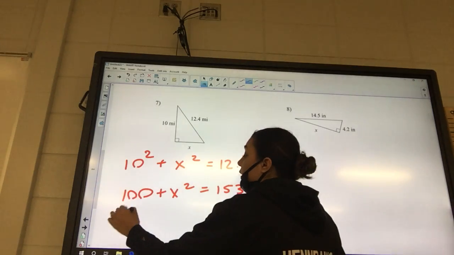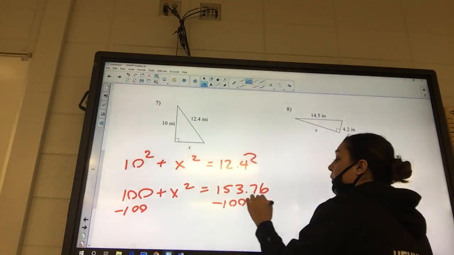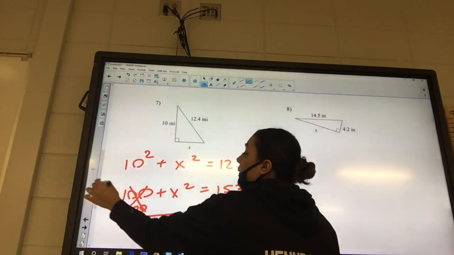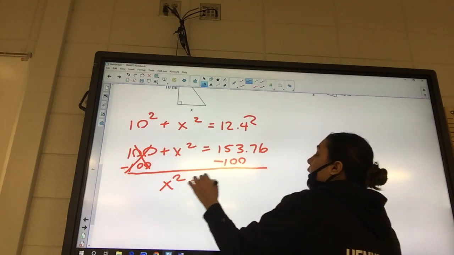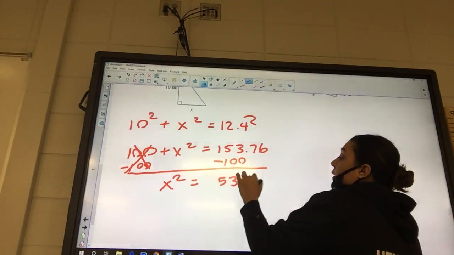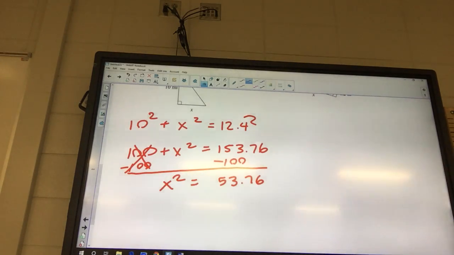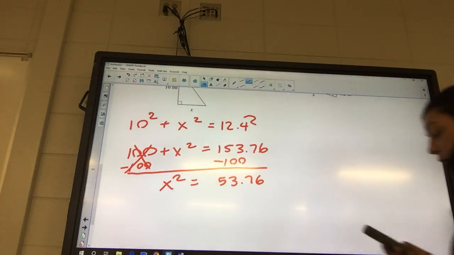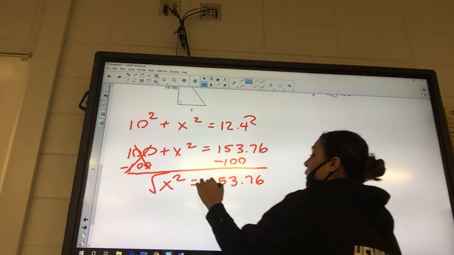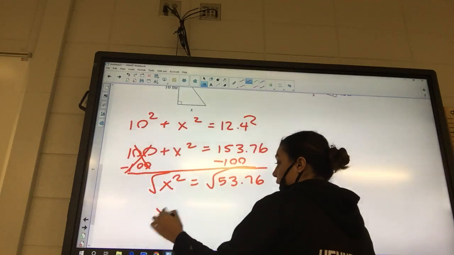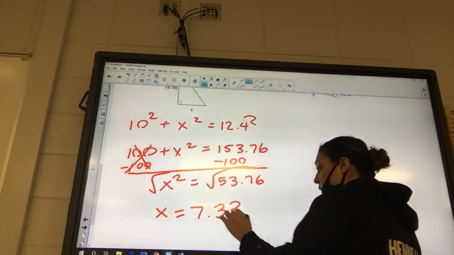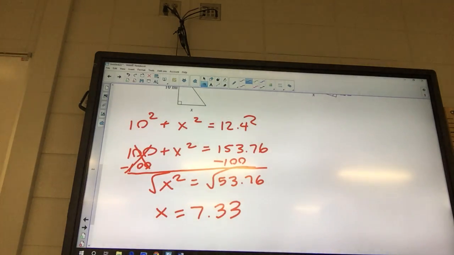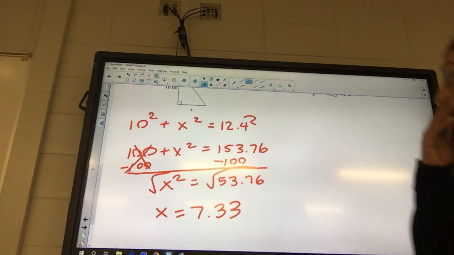Okay, and we subtract 100 from both sides. So you get 53.76. And what's our last step always? Square root it. Okay, so we square root both sides. So we're gonna have X is gonna equal 7.33. So how do you get 153 per section?